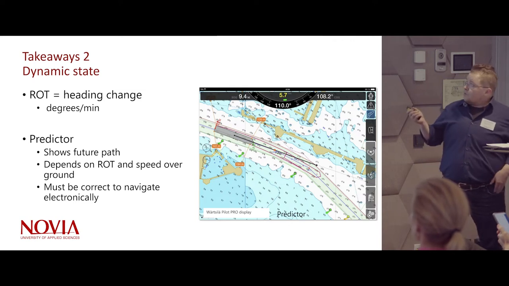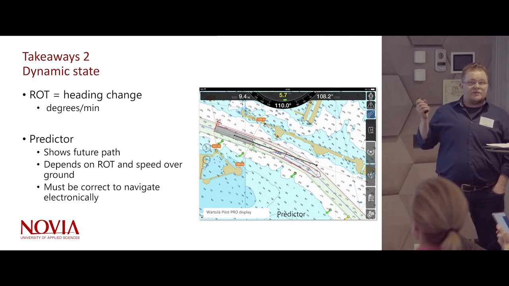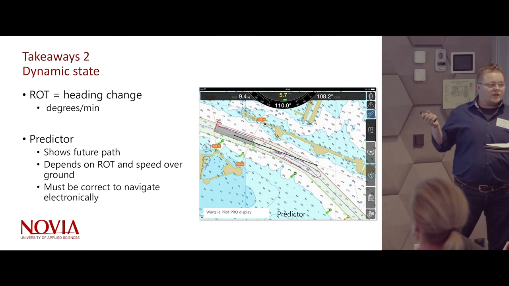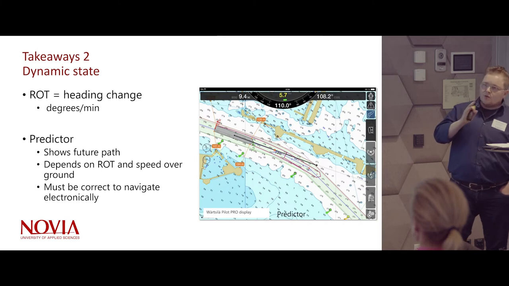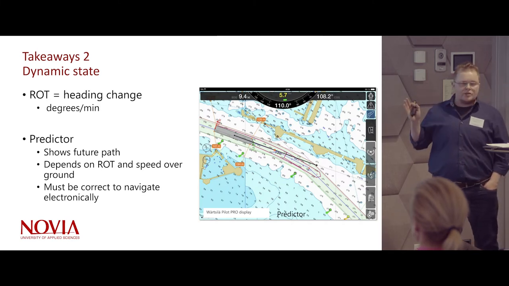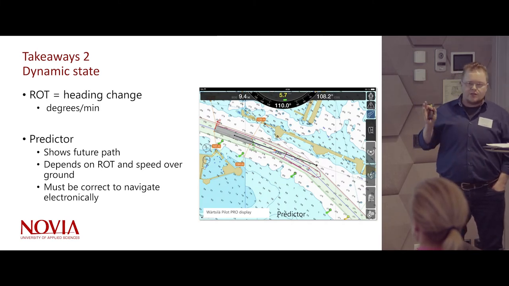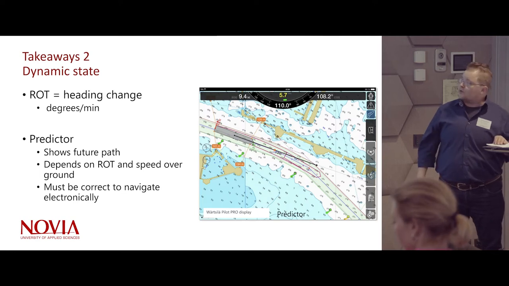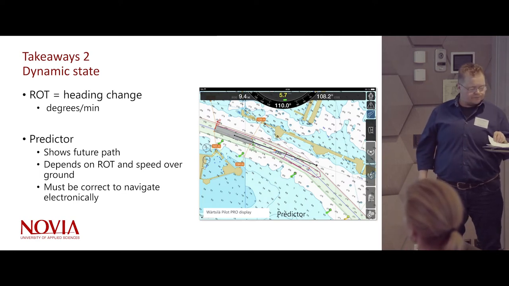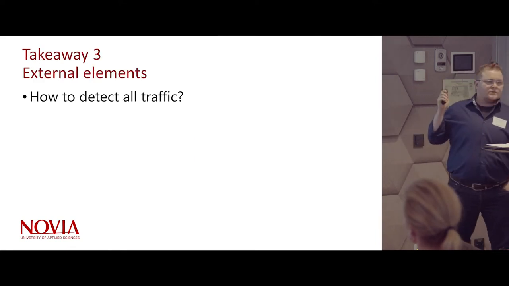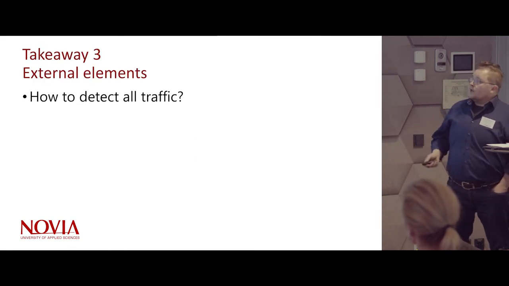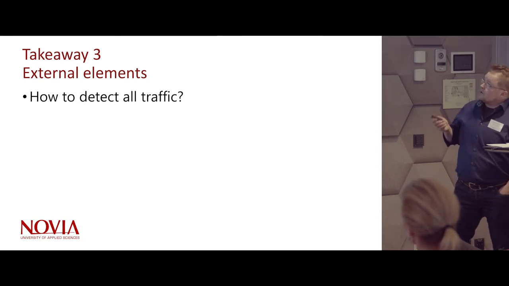And what happens on board if something is wrong with the rate of turn? From what I heard, the pilots always look visually during the turn. They always look outside the window when they do the turn. Okay, then detecting all traffic. Now, if we don't have the radar, we are in big trouble.